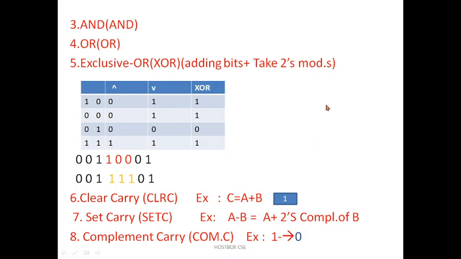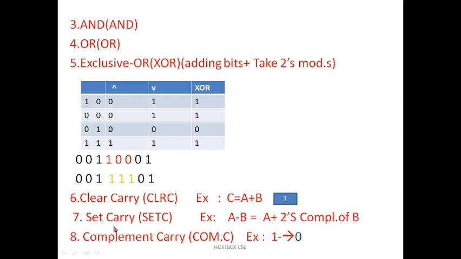Let's assume I am going to add two binary numbers, 10001 followed by 10001. What will the result be? At last we will get the carry. If the carry comes, you leave the carry, and that is called clear carry. The next one is set carry.